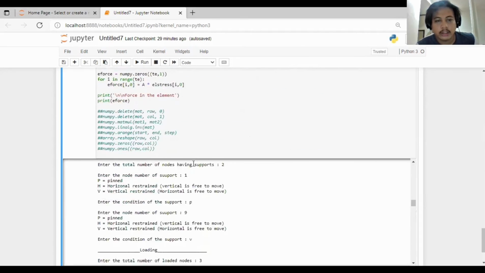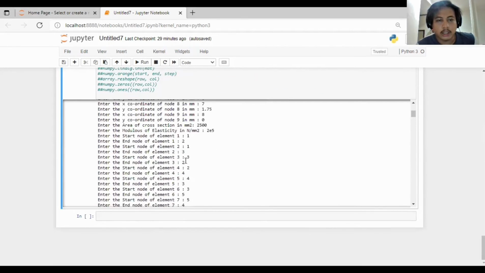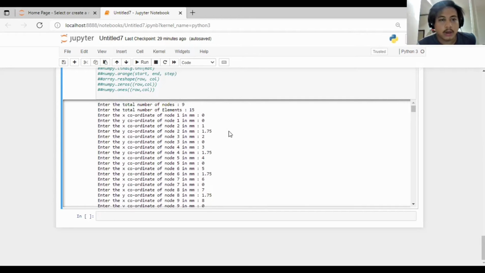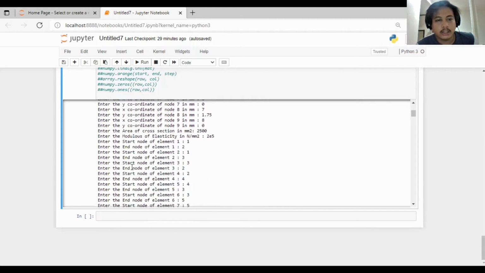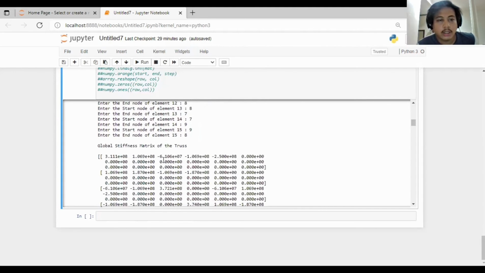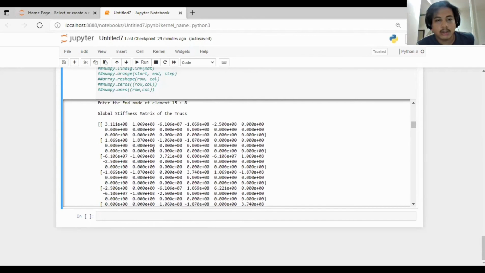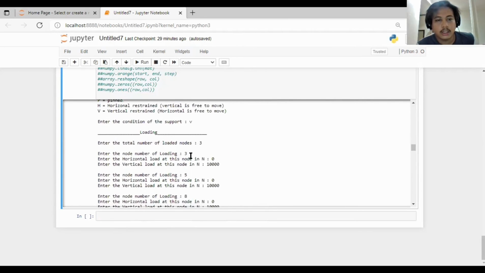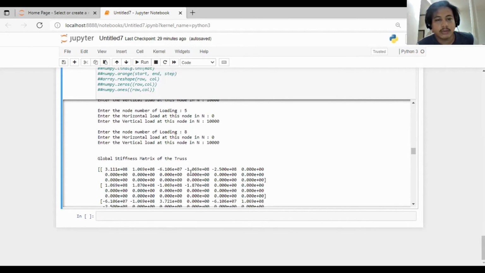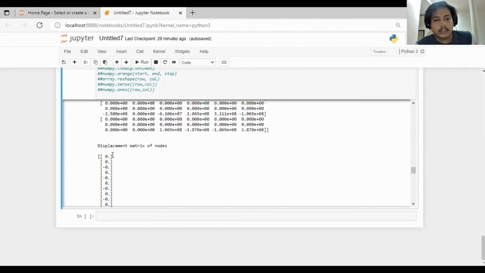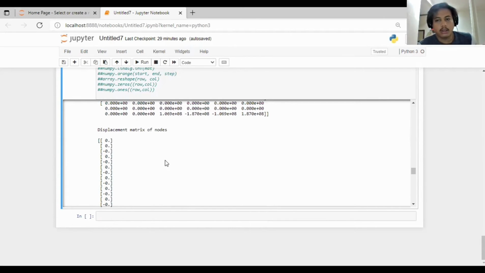And after that, we will input the codes like enter the total number of nodes, select that. After that, the start node of elements and global stiffness. Then we get the global stiffness matrix of the truss. We get the global stiffness matrix of the truss again. And this is the displacement matrix of nodes.